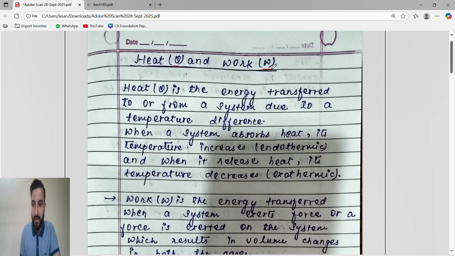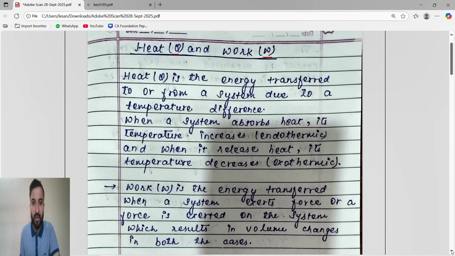Now let's start. Whenever we talk about heat, we consider the system as the main thing. Last class I said that in thermodynamics we focus only on the system; we don't care about the surroundings. When we talk about the system, two things can happen in the case of heat. Either heat will transfer from the system to the surroundings, or heat will transfer from the surroundings to the system.